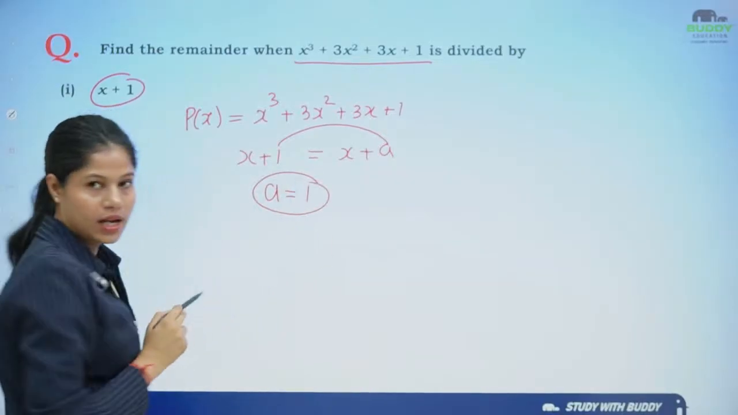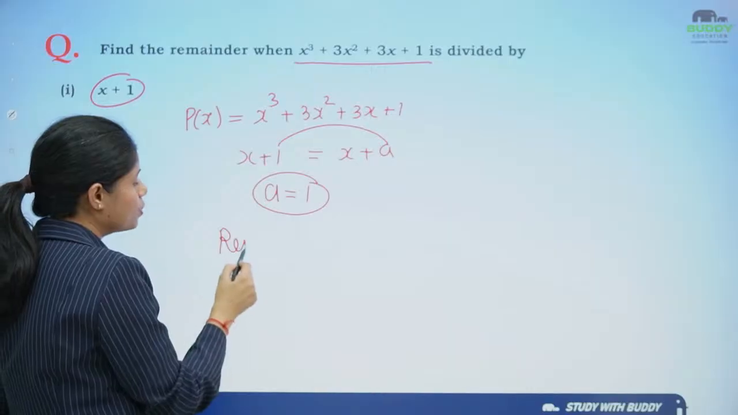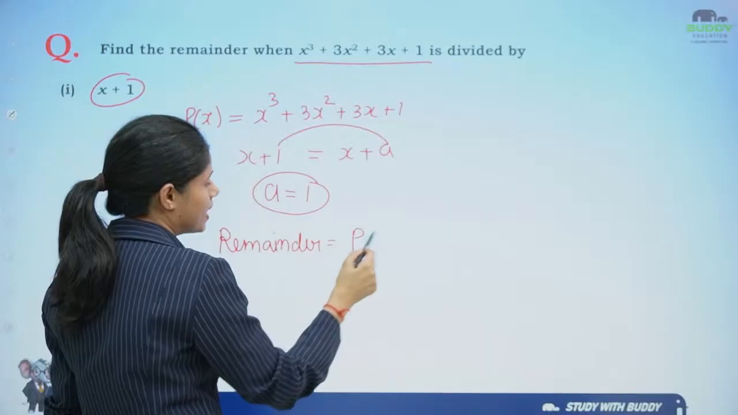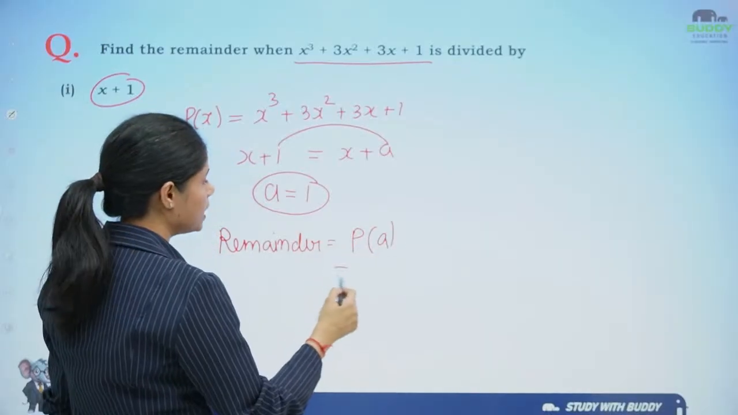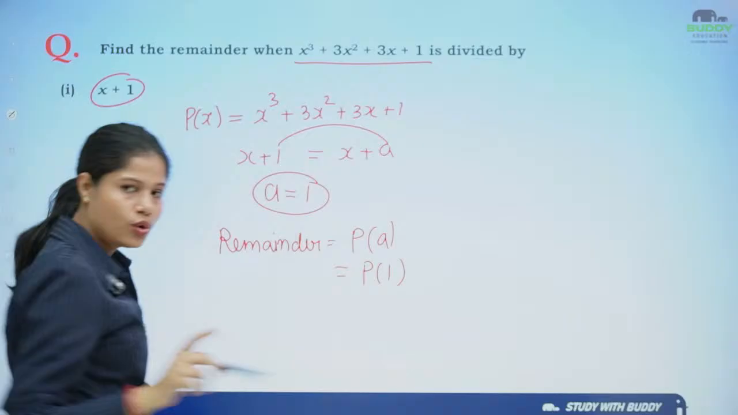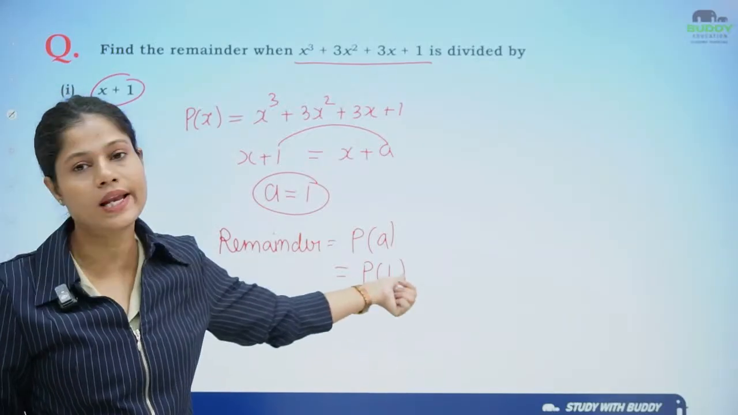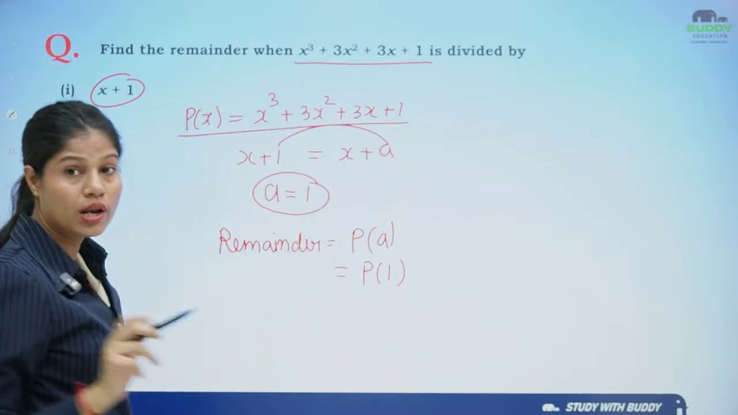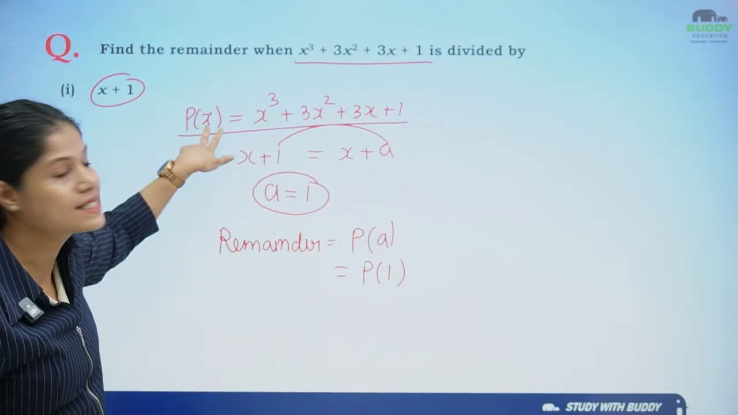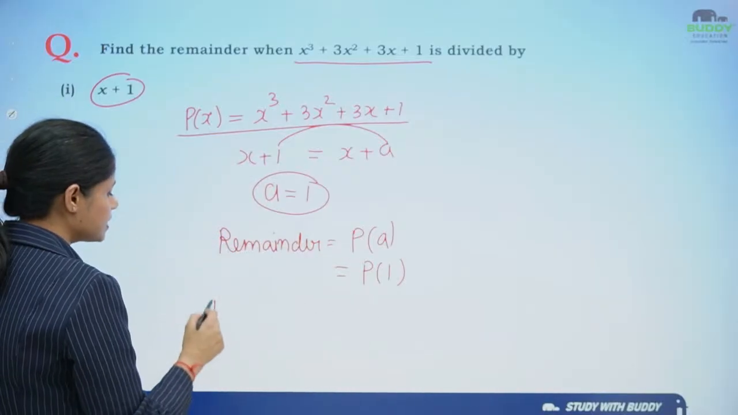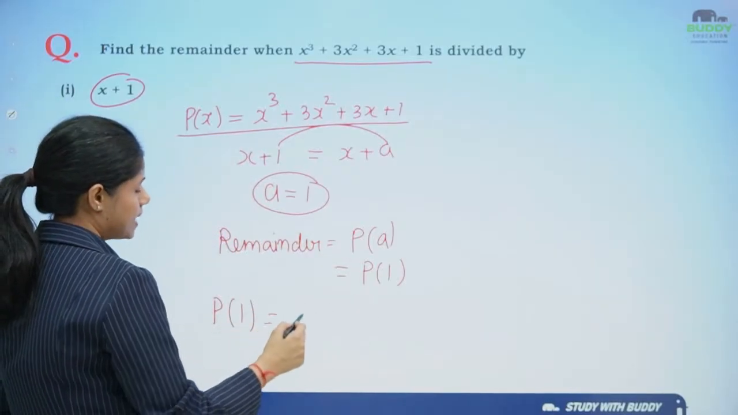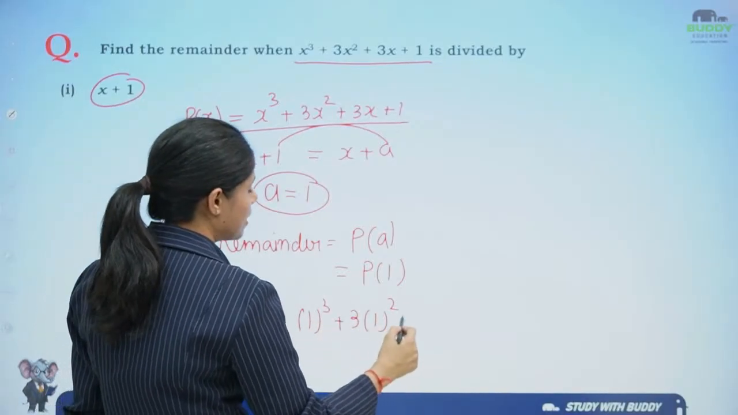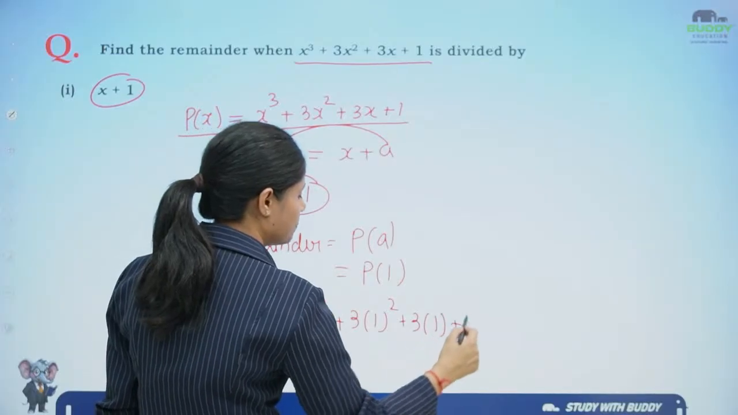This will be 1. Now they have told you that if you want to find the remainder in this case, all you can do is find p of a. A means p of 1. And we know how to find the value of any polynomial at a certain point. It means in place of x, I have to replace x by 1. Now let's replace this. So it will be 1 cube plus 3 into 1 square plus 3 into 1 plus 1.